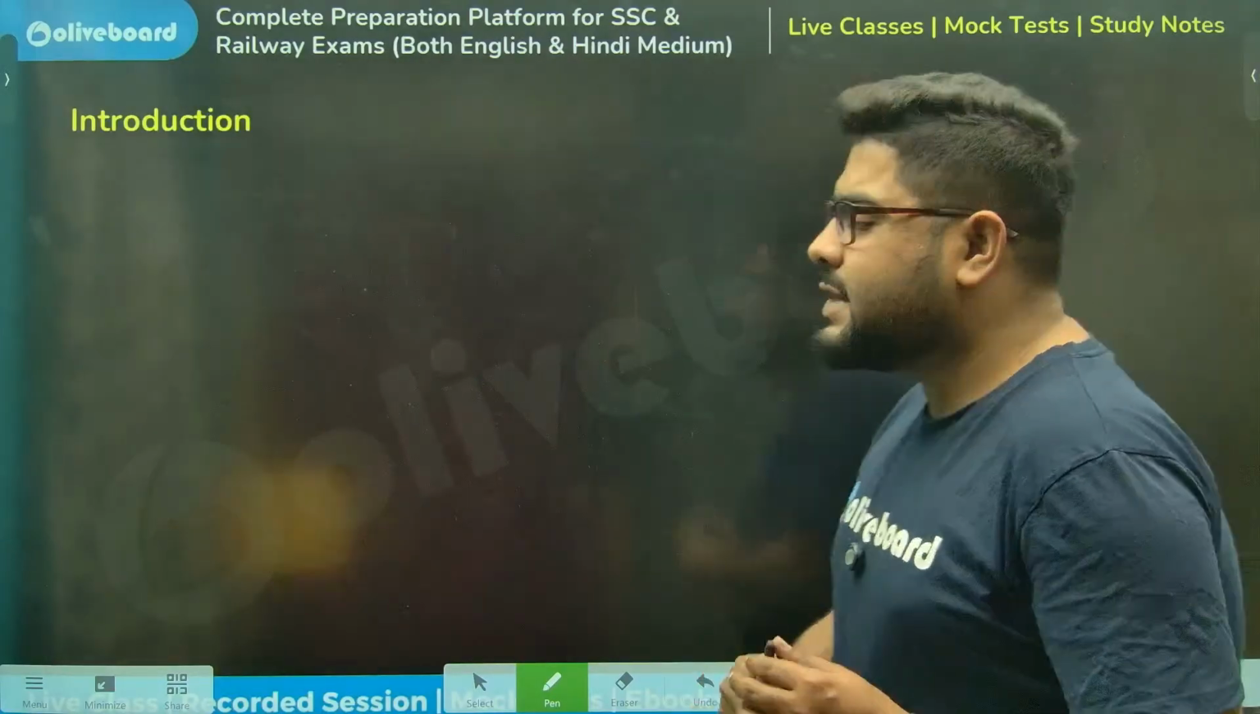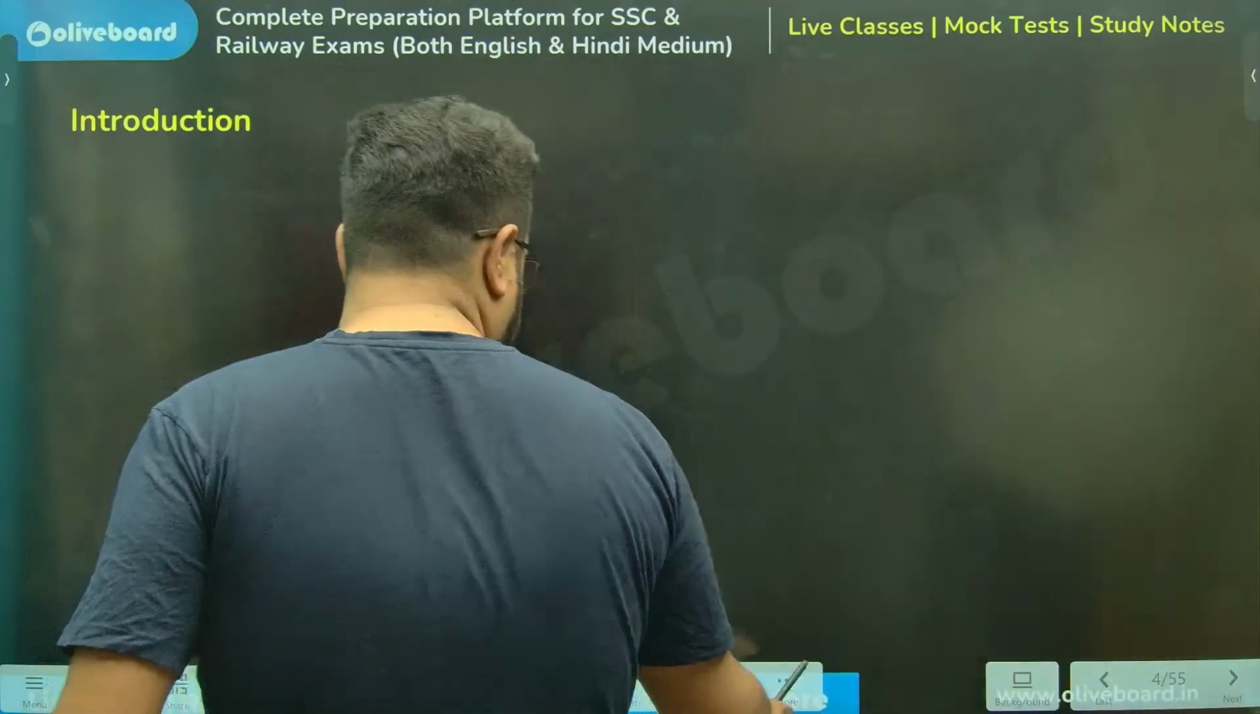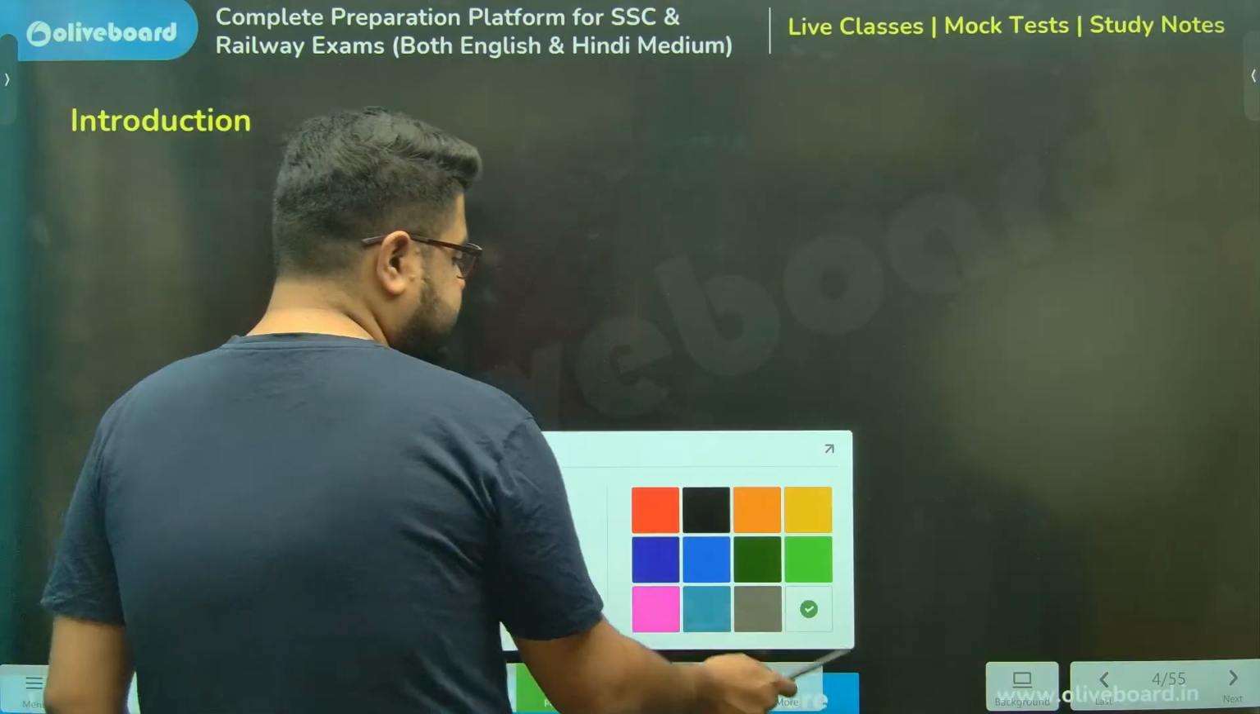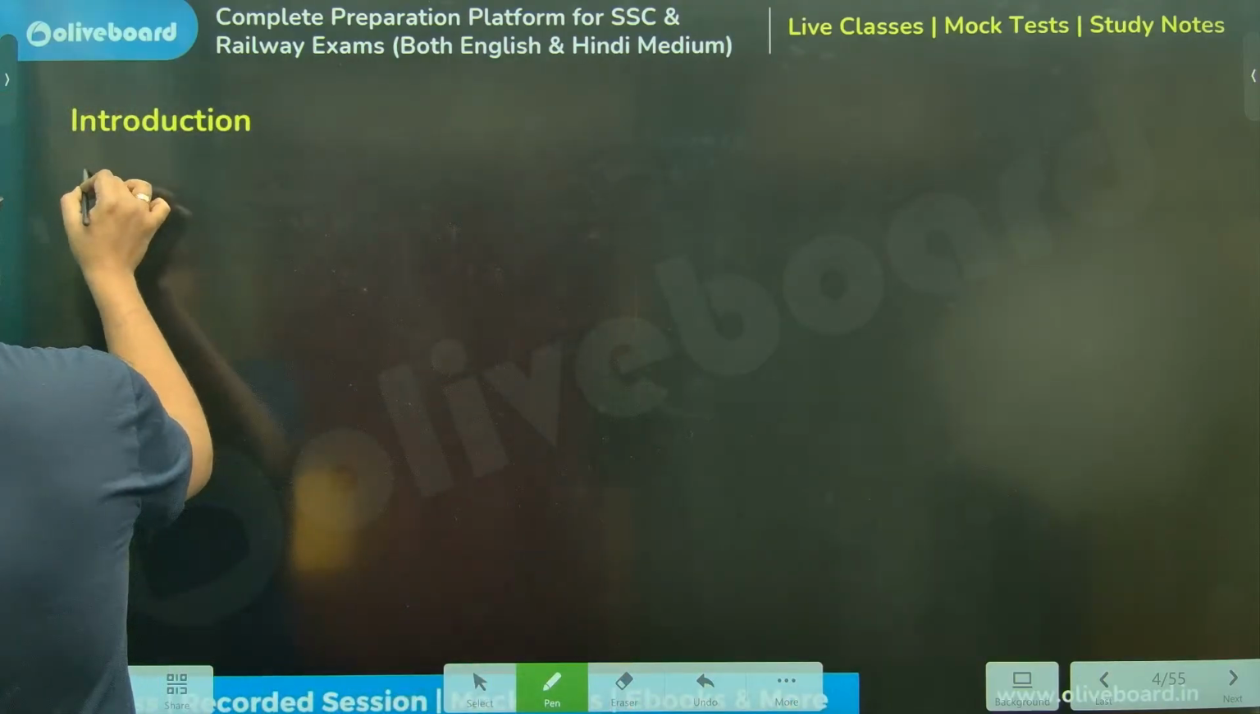Moving on to the section formula. What does the section formula say?